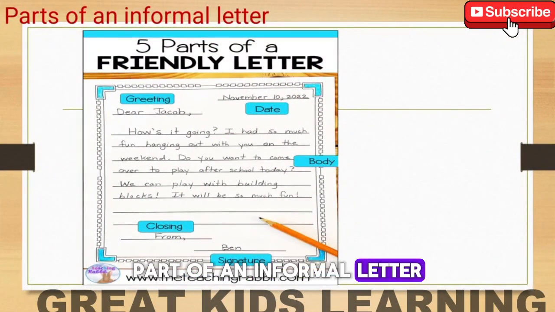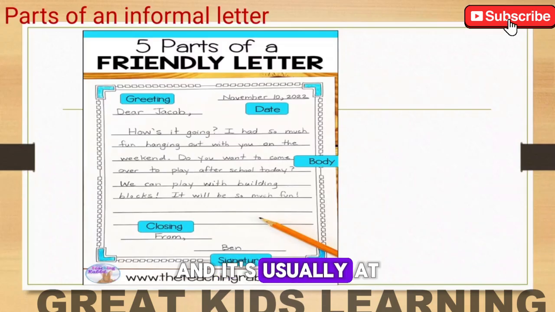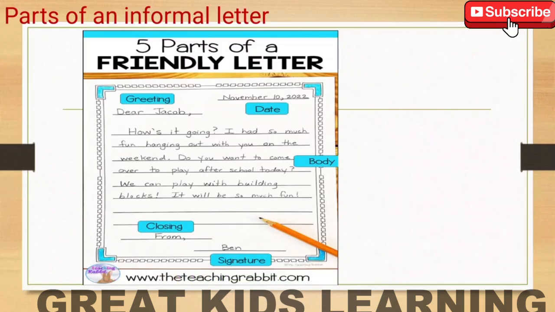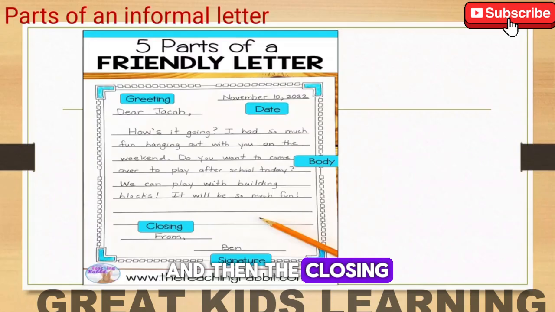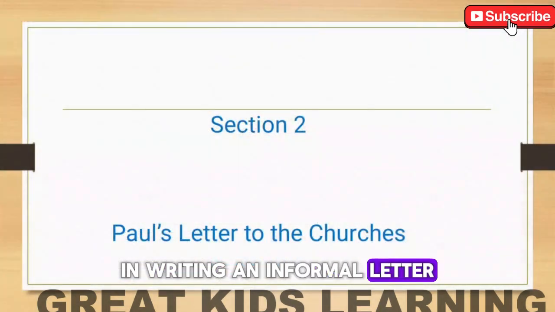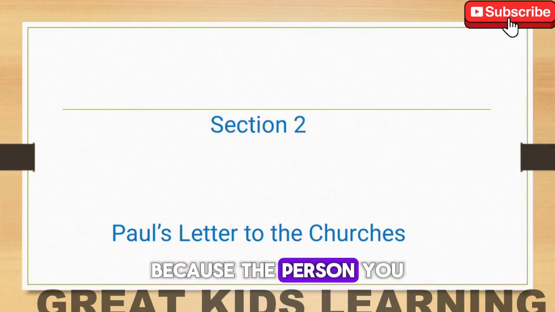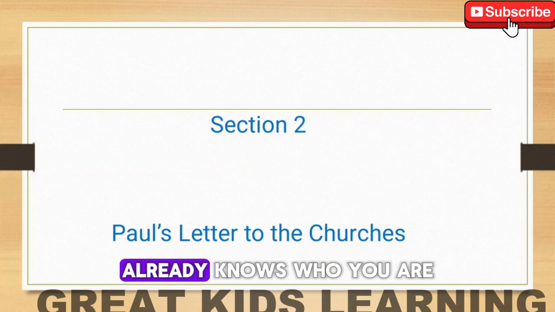Parts of an informal letter. An informal letter would only have one address. That's the writer's address, and it's usually at the right-hand side. Of course, the date will also be there. Then your salutation, which is your greeting. After that, the body of your letter, and then the closing. Right? In writing an informal letter, you don't necessarily have to put your full name because the person you're writing to already knows who you are.